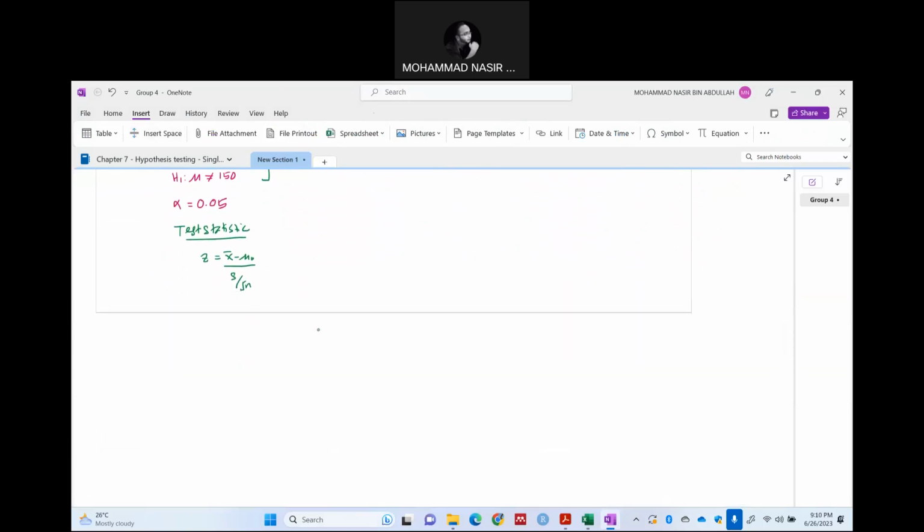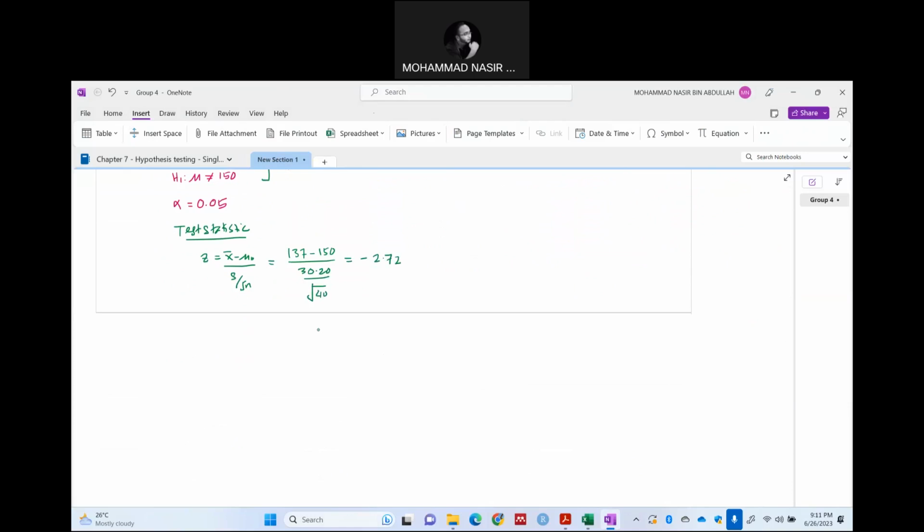So x bar is equal to 137 minus mu, which is 150, divided by S, equal to 30.20, divided by square root of n. n is equal to 40. So this one should be negative 2.72.